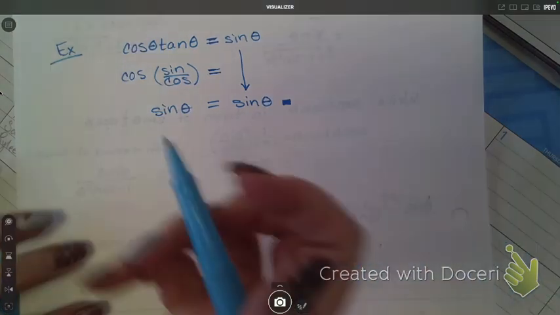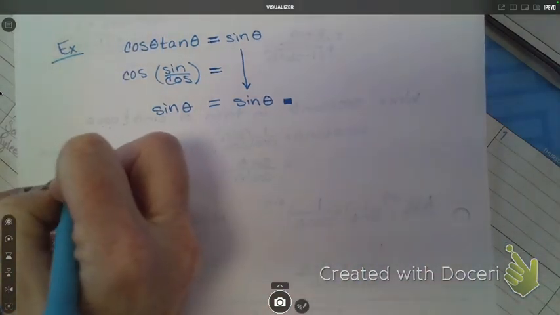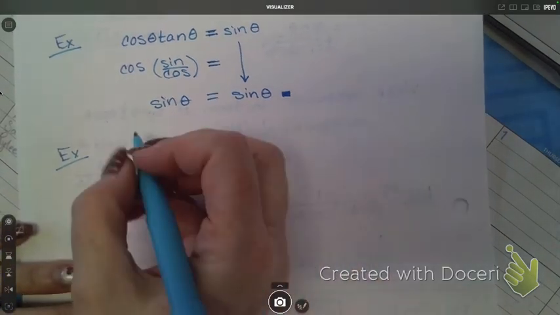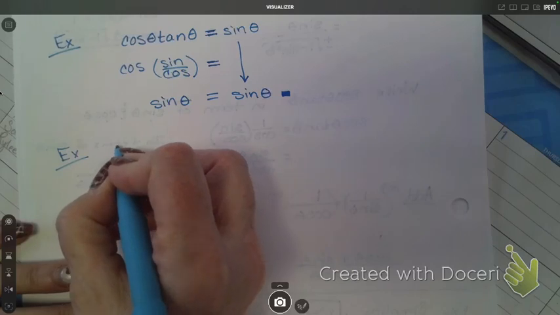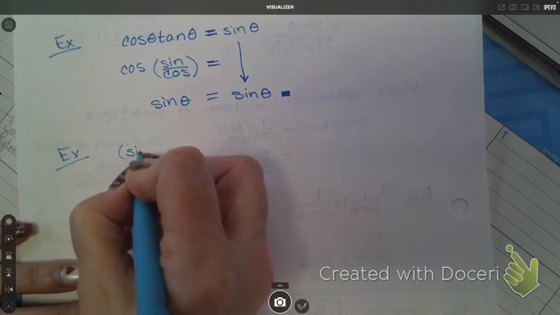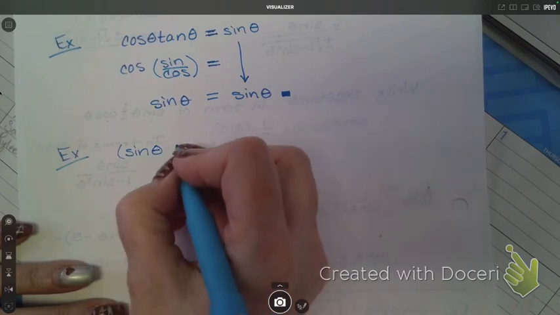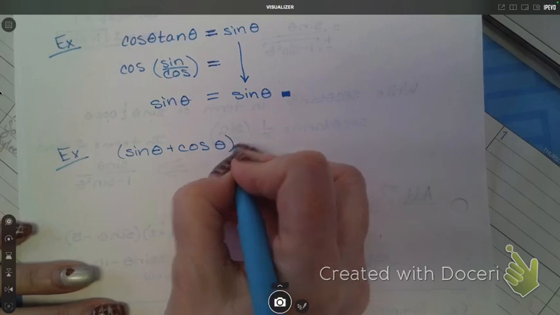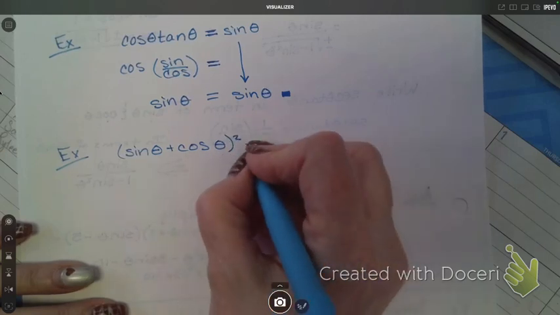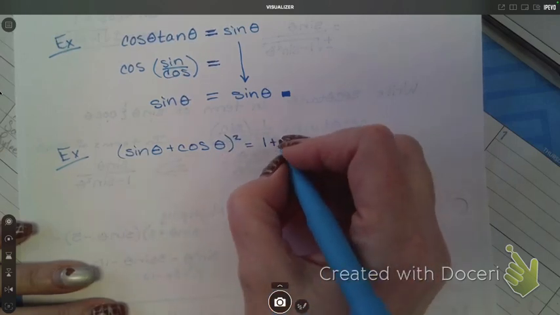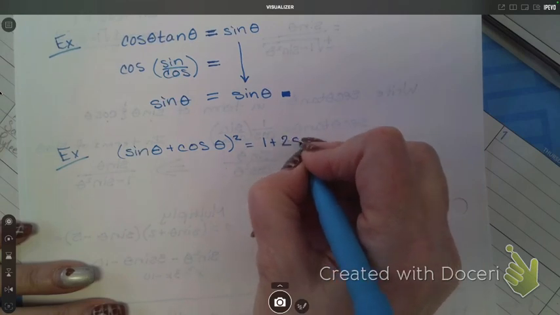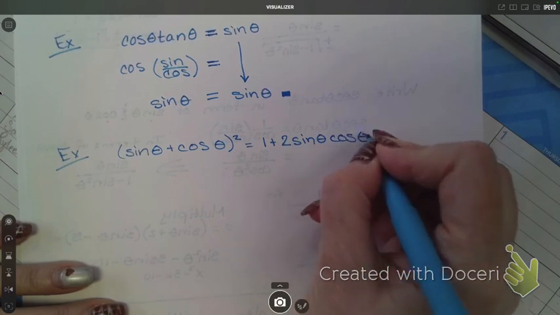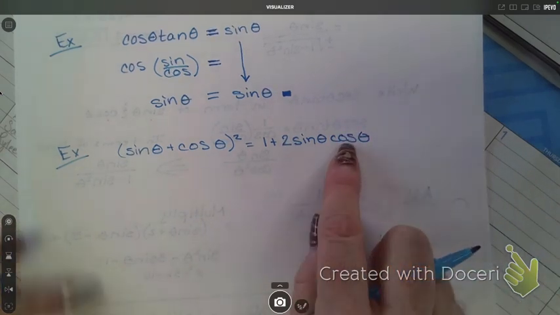Okay. Easy to follow. Okay, the next one says prove. Well, show, prove, verify all mean the same thing, right? So prove sine of theta plus cosine of theta squared equals 1 plus 2 sine theta cosine theta. Times cosine? Yep. If I just say sine theta, cosine theta, that means multiply.